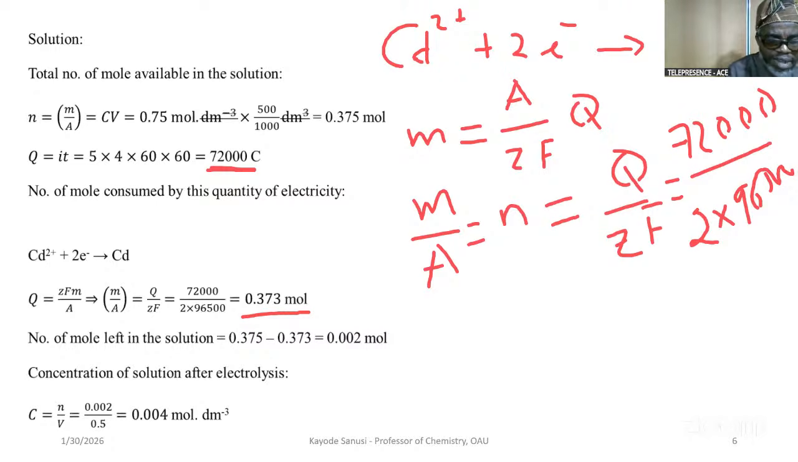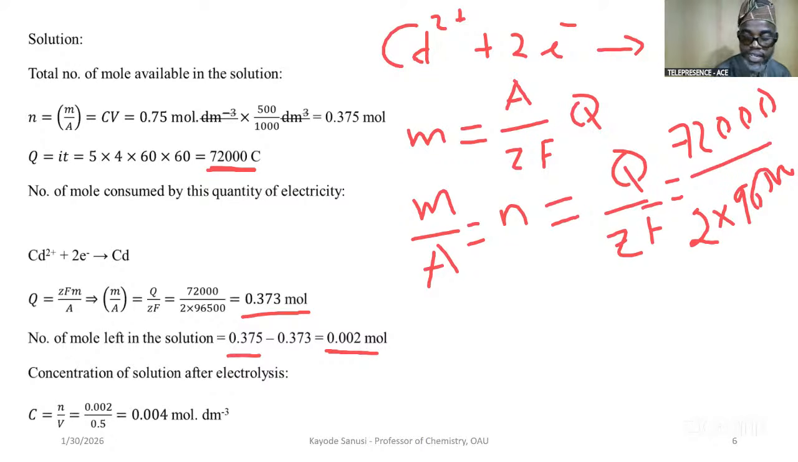Remember that we have determined the initial number of mole that was there before the reaction started, and now we have determined how much cadmium would be deposited. So what will be left in the solution is 0.02 mole, the difference between the number of moles we started with and the number of moles of cadmium deposited.